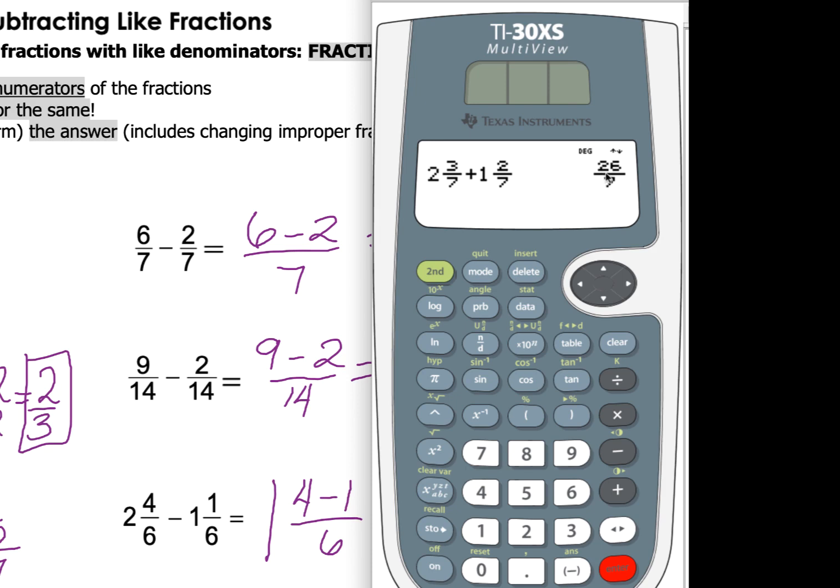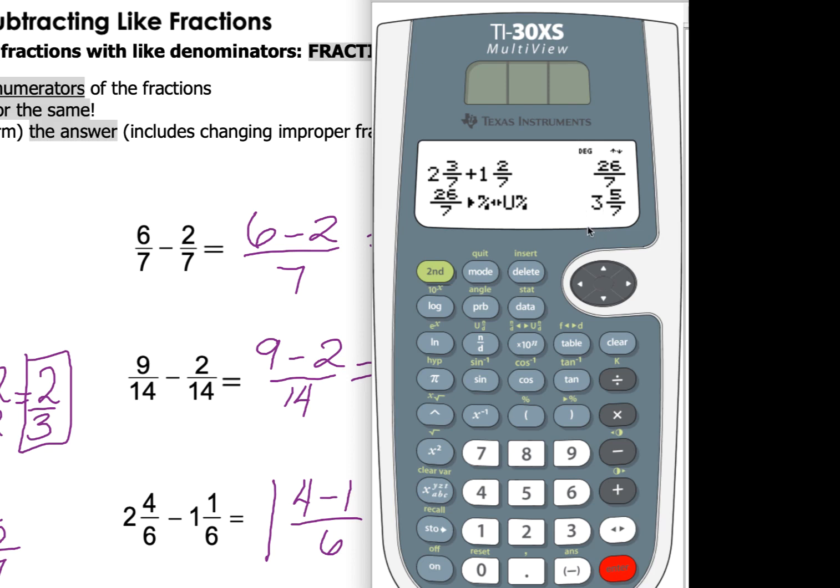In order to get my answer as a mixed number, we're going to need second function and this function right here where it says x 10 raised to the n. Now, if you look at the top of that function, notice you have n over d, and then we have the arrows, and notice you have the u n over d. So when we press second function and x 10 raised to the nth power, that is going to convert our improper fraction to a mixed number. Okay, so we're going to press second function that. Notice they put the 26 over 7, and they're going to do our conversion for us. Let's hit enter. And there we have it, 3 and 5 over 7.